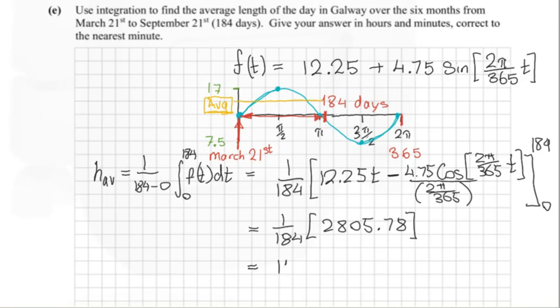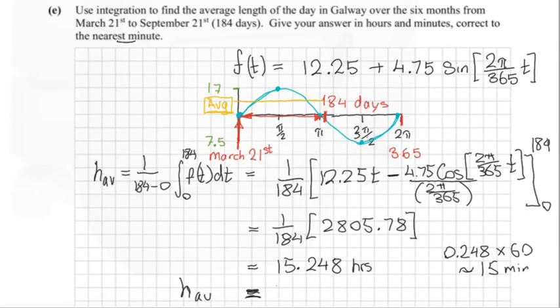Okay, we want to get the nearest hour and minute, so let's compute it all out. It'll be 15.248 hours. We want minutes now, so the 0.248, multiply that by 60. That's very, very close to a quarter of an hour, or 15 minutes. So the average height for the first 184 days, H average, is equal to 15 hours and 15 minutes.